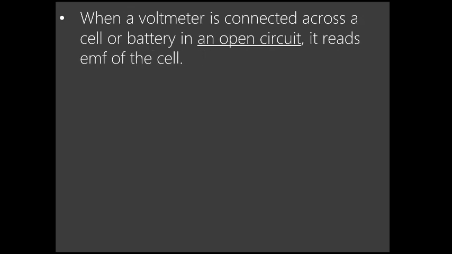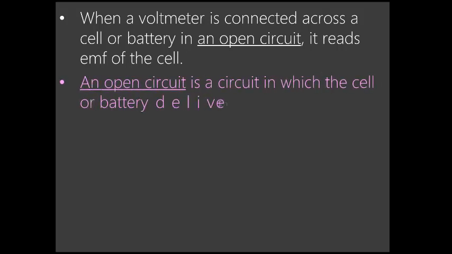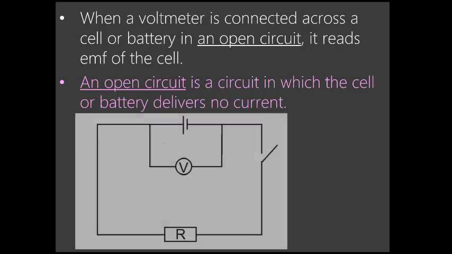So when a voltmeter is connected across a cell or a battery in an open circuit, it reads the EMF of the cell. So an open circuit. What is an open circuit? An open circuit is a circuit in which the battery or the cell delivers no current. That means the switch is open in simple terms. So no current flows in an open circuit.